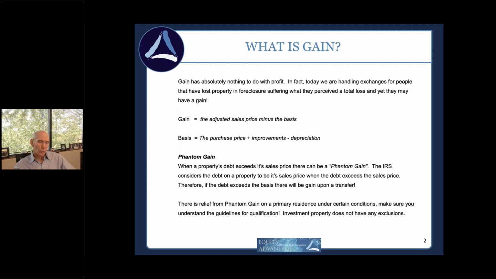So gain is, once again, in a nutshell, the purchase price. You're going to take that basis, your purchase price plus capital improvements minus depreciation, and that number, the difference between the adjusted sales price and that basis, is going to be the gain. So once again, the adjusted sales price minus the basis gives you gain in a short sale or a foreclosure.